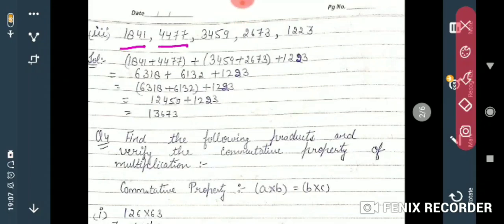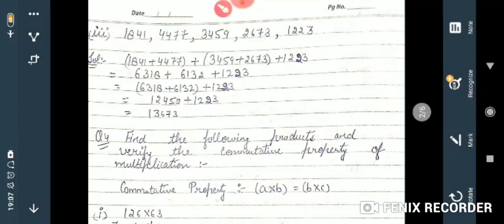1841, 4477, 3459, 2673, 1223. These are the numbers that are given. So now there are not 3 numbers. There are how many numbers? 5 numbers. So which property we will apply?